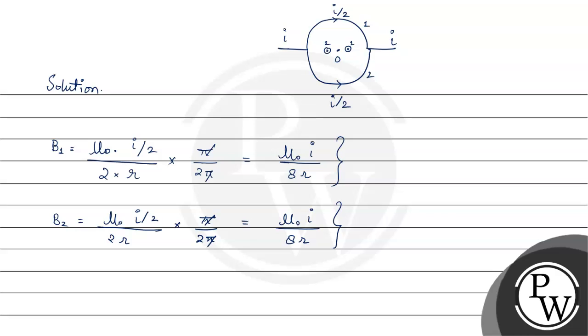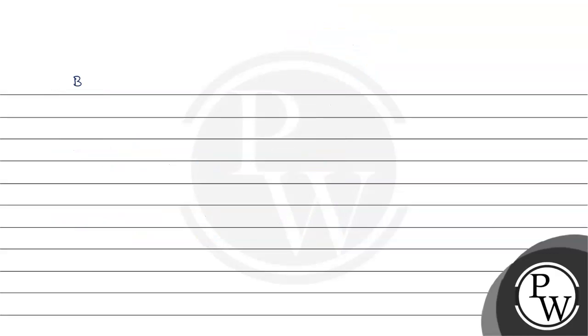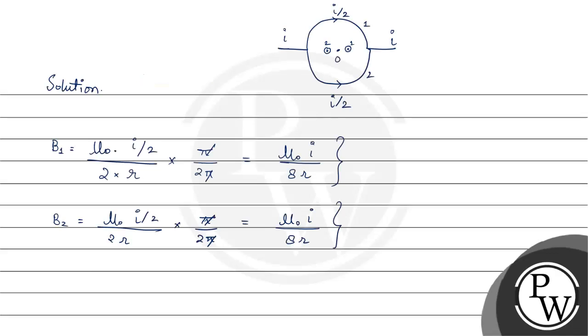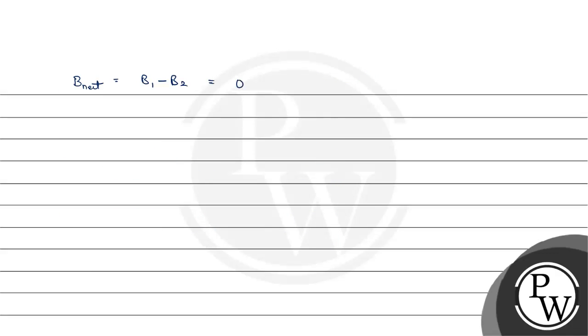As they are in opposite directions, the net magnetic field B net will be given by B1 minus B2, and the direction will then be noted. So B1 minus B2, as we can see that B1 and B2 are equal, so this gives us 0. So there is no net magnetic field at the center. This is the final answer. That's why R was not given to us, because the final answer is not in terms of R.